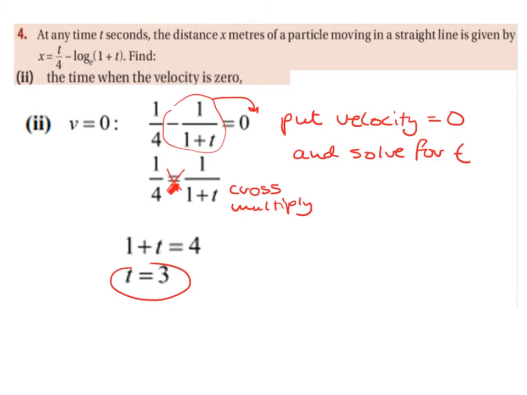So we have a quarter equals 1 over 1 plus t. We cross multiply. So we have 1 multiplied by 1 plus t is 1 plus t. Bring down the equals. 4 times 1 is 4. Solve for t. Bring the 1 over the equal sign. It becomes minus 1. So t is equal to 3. So the time when the velocity is 0 is 3 seconds.